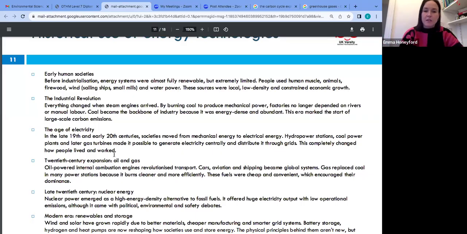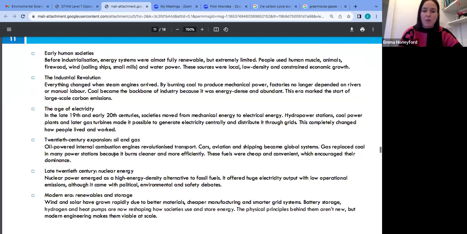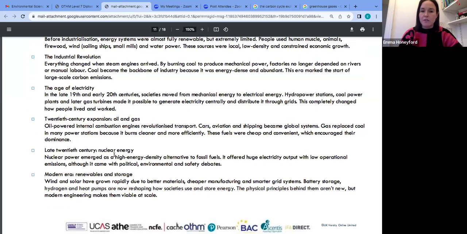So in the 20th century expansion of oil and gas, oil-powered internal combustion engines revolutionised transport. So cars, aviation and shipping became global systems. Gas replaced coal in many power stations because it burns cleaner and more efficiently. These fuels are really cheap and convenient, which encouraged their dominance. The market enabled them to be cheap and convenient, and that's why we've seen the growth of them and why they've been used so much.